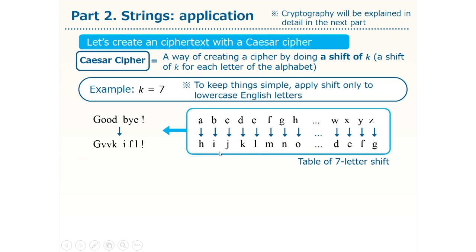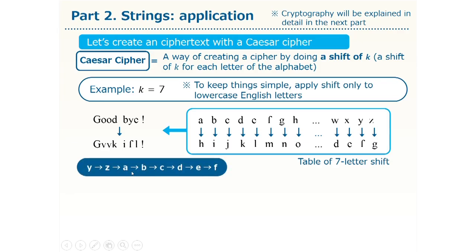We need to take care with, for example, the letter y. Let's start counting from y. After y is z, and then this is the last in the alphabet. Then we need to return to a. Therefore, continuing with a, b, c, d, e, f. And so f is the 7th letter from y.